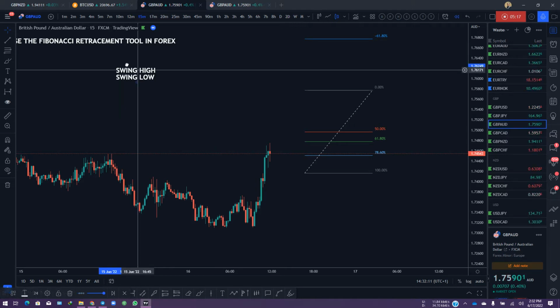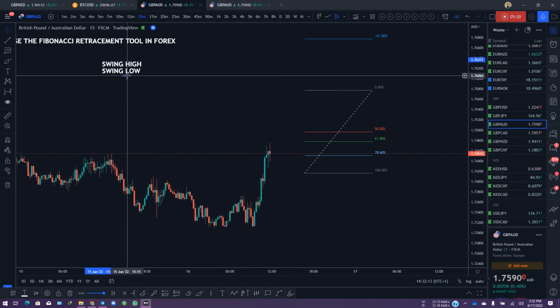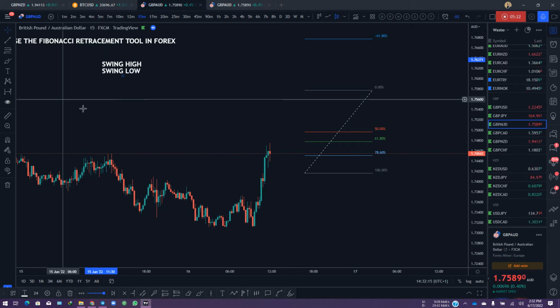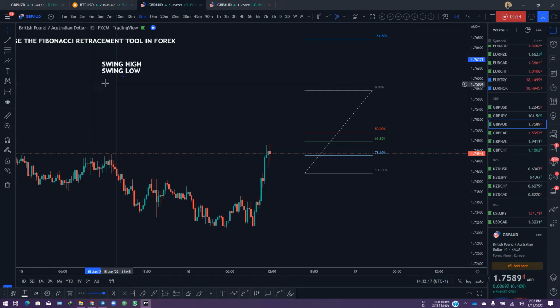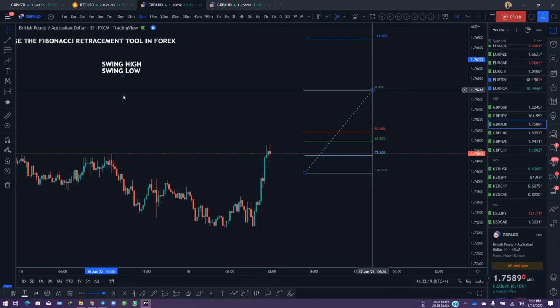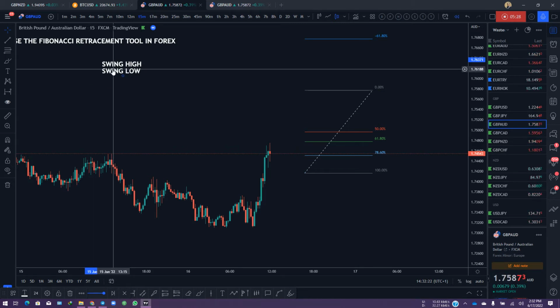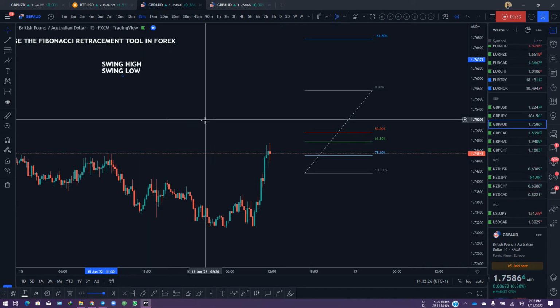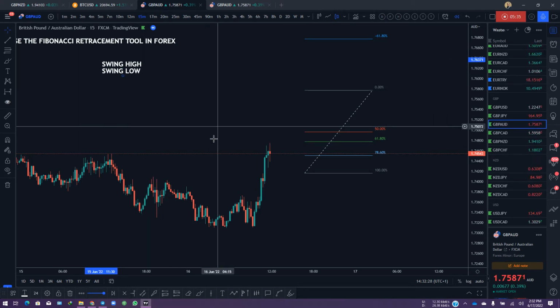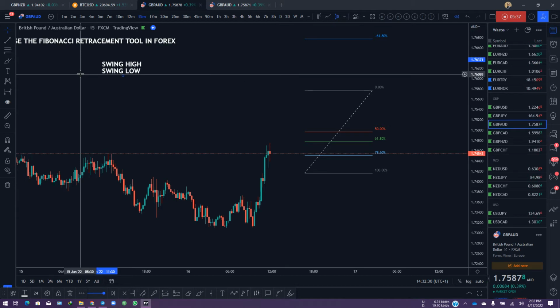So now we talked about the swing high and the swing low. Those are the points you're looking for. That's the first thing you're looking for when using the Fibonacci. You identify a very good swing high and a swing low. And I said in terms of buying, you're looking for a demand, a strong rally, that is an impulsive move to the upside.